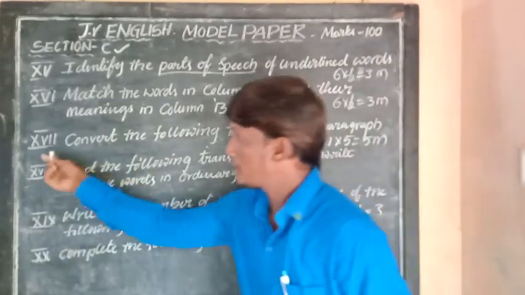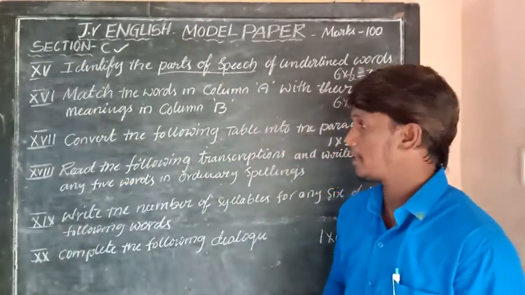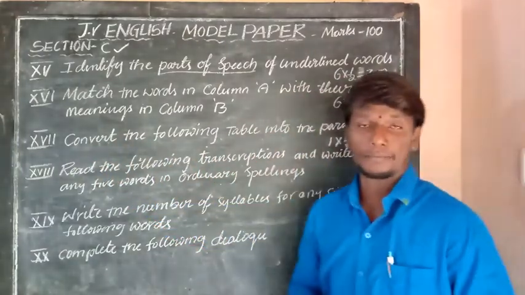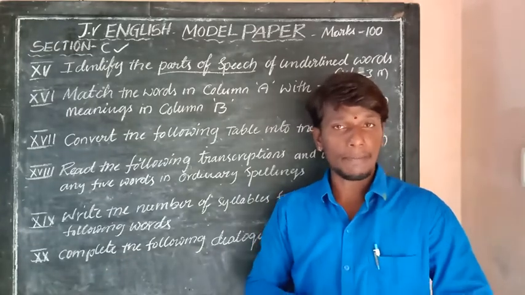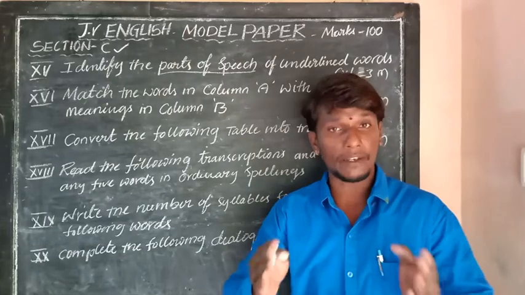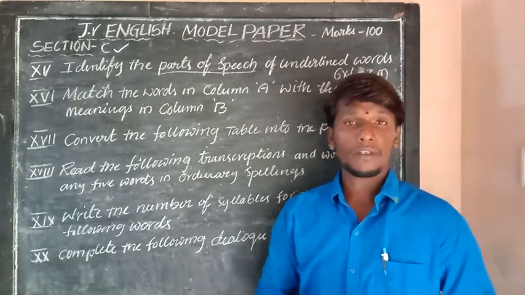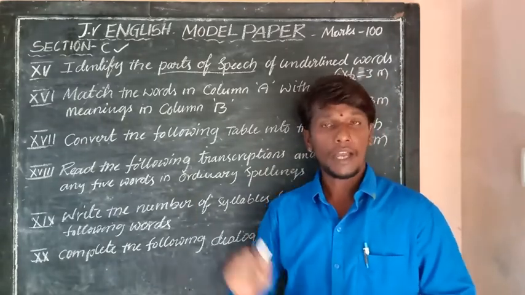And now question number 17 is a creative writing, convert the following table into a paragraph. A table is given, or a bar graph may be given, or a flowchart may be given, or sometimes a paragraph may be given. Okay, when the paragraph is given, you are going to be asked to change the following paragraph into a table.